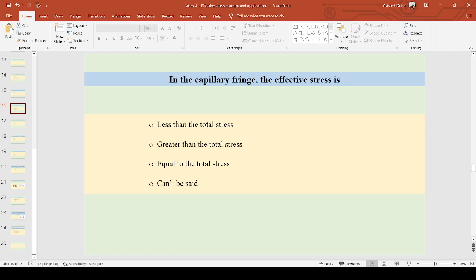So the relationship between total stress and effective stress is being asked in this question, and that is with respect to the capillary fringe. That is the portion where capillary suction is taking place. So what will the effective stress be? It will be less than total stress, or more than total stress, or equal to total stress, or it can't be said.